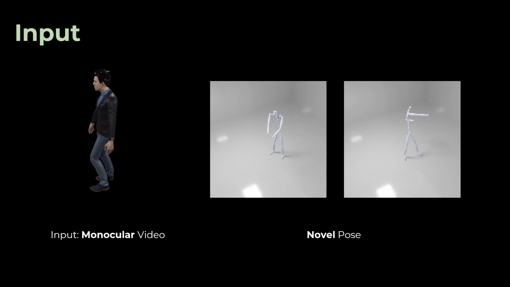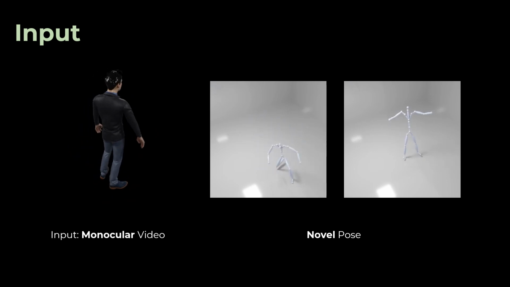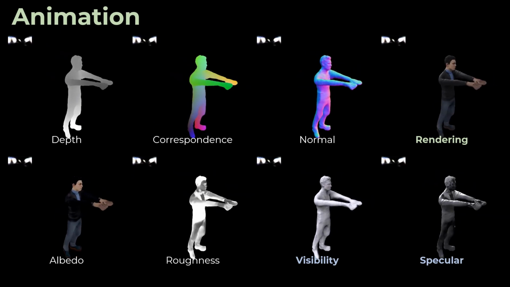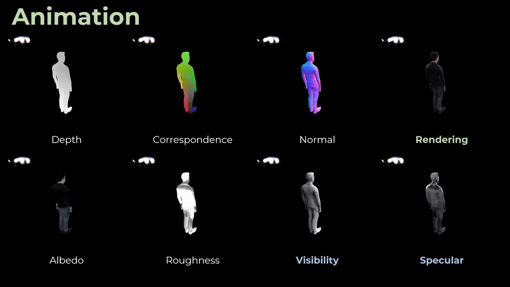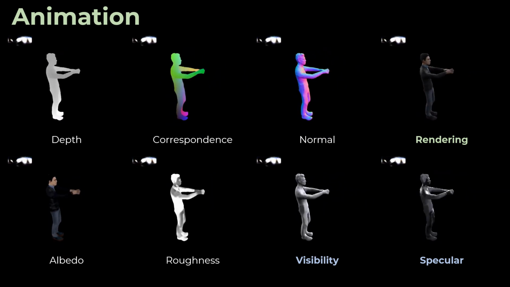Our method can also handle monocular inputs. Even with such limited input, our method can still recover the geometry and material properties of the human and make them animatable and relightable at the same time.